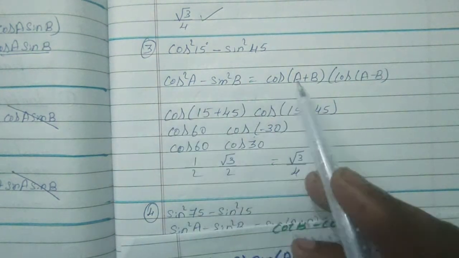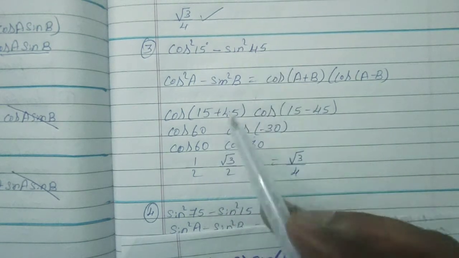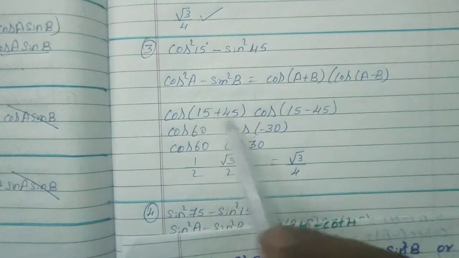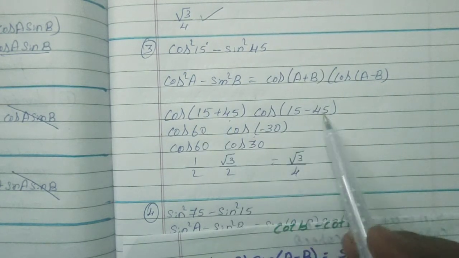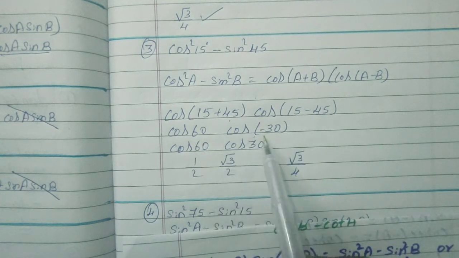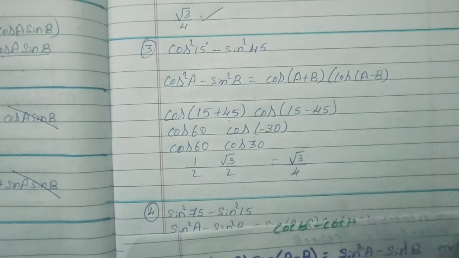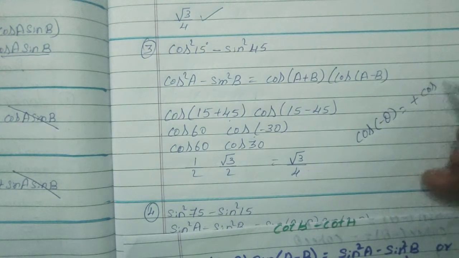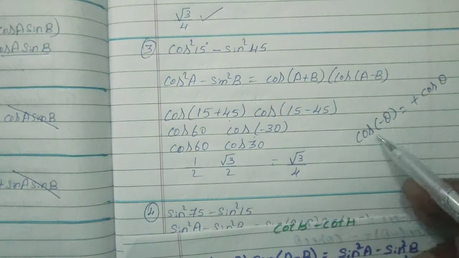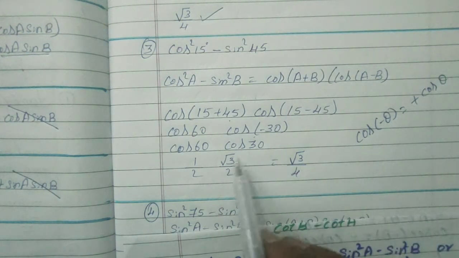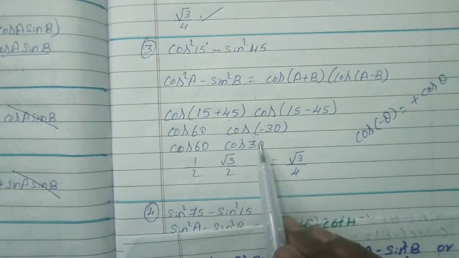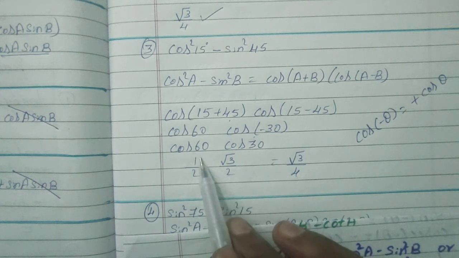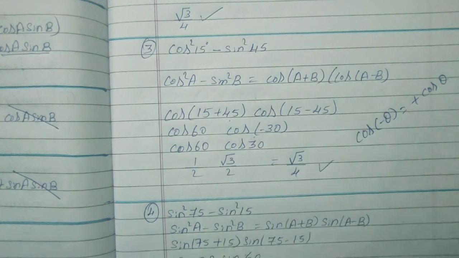So cos as it is, a is what? a is 15 plus b is 45, into cos of a is 15, b is minus 45. 15 plus 45 is 60, 15 minus 45 is minus 30. So cos 60 as it is, cos of minus 30 is nothing but cos 30. Why? We know that cos of minus theta is always cos theta, because cos and secant for a negative angle will be positive. So cos minus 30 is cos 30. Cos 60 is half, cos 30 is root 3 by 2. Root 3 into 1 is root 3, 2 twos are 4.